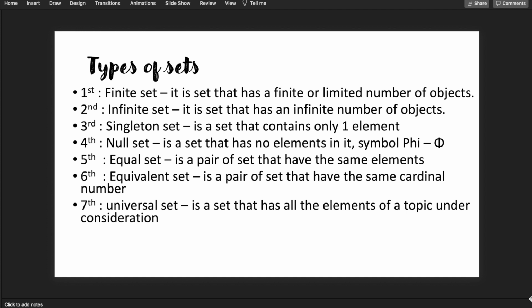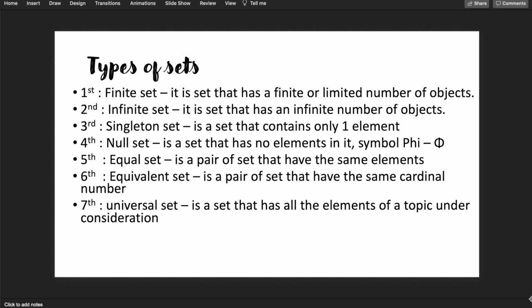And the third is singleton set. It is a set that contains only one element. So the cardinal number is equal to 1. You're gonna come across quite a few of these singleton sets.